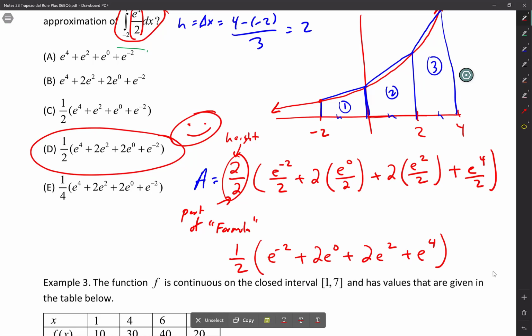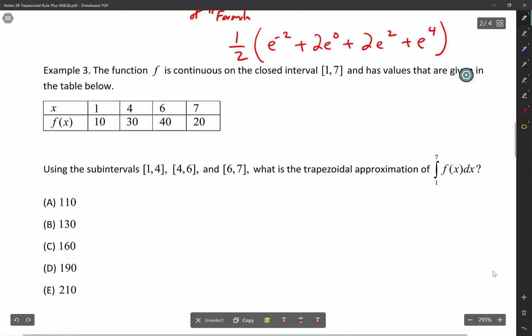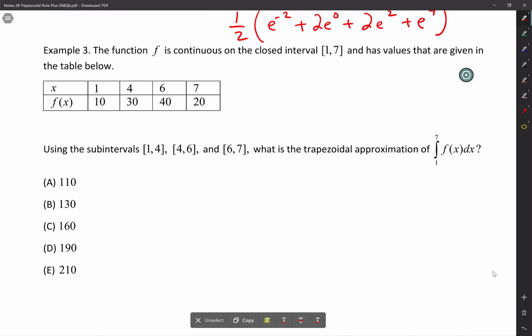All right. Let's see if we can continue. The function f is continuous on the closed interval 1 to 7 and has the values that are given in the table below. Using the subintervals 1 to 4, 4 to 6 and 6 to 7, what is the trapezoid approximation of this? If it helps to draw a graph, draw a graph. These are your heights, guys.